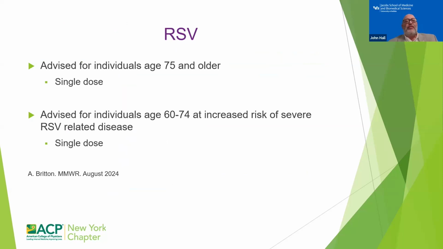The newest recommendation for RSV vaccine is for individuals who are 75 and older, and they should receive a single dose. The vaccine is approved for people that are between age 60 and 74, but those are people who are at increased risk for severe lower respiratory tract disease related to RSV. Essentially, those are people in that age range with other comorbidities like chronic lung disease, diabetes, heart disease, etc.